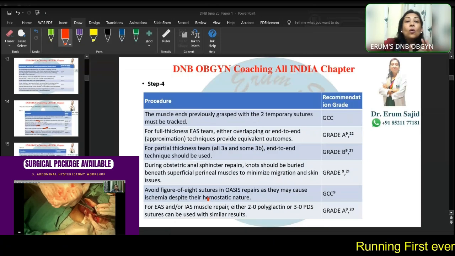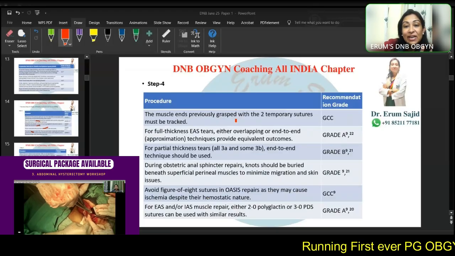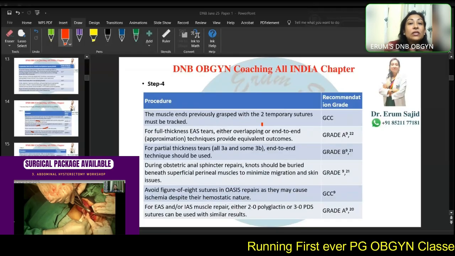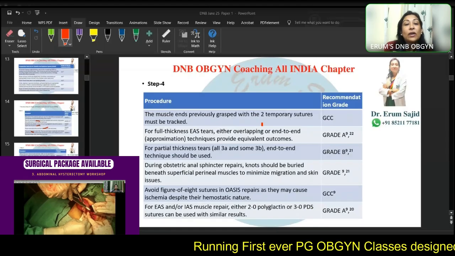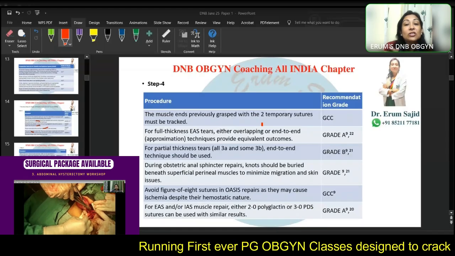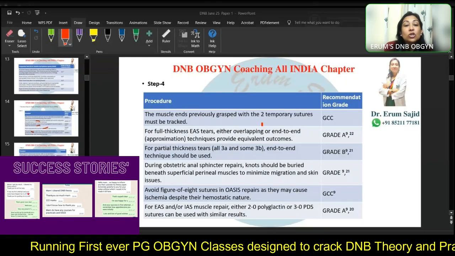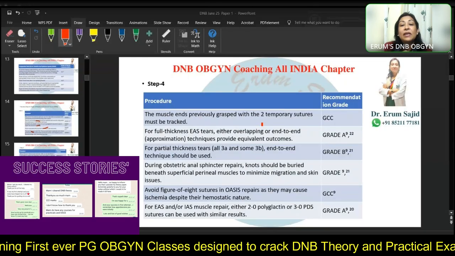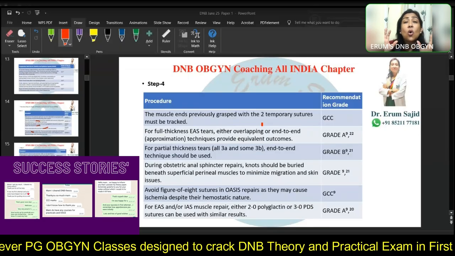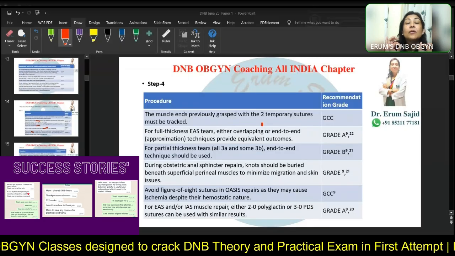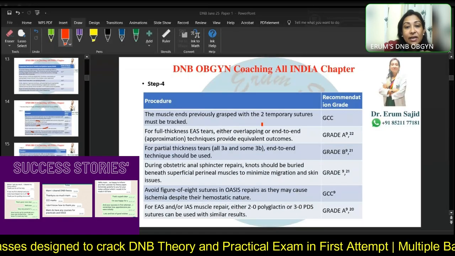So now let's talk about the muscles. The ends previously grabbed with the two temporary sutures must be retrieved. For full thickness external anal sphincter tears, either overlapping or end-to-end approximation techniques should be done. For partial thickness tears, the end-to-end technique should be used. And during obstetric anal sphincter repairs, knots should be buried beneath the superficial perineal muscles. Avoid figure-of-eight sutures. These are all specific guideline points, girls and guys, everybody.